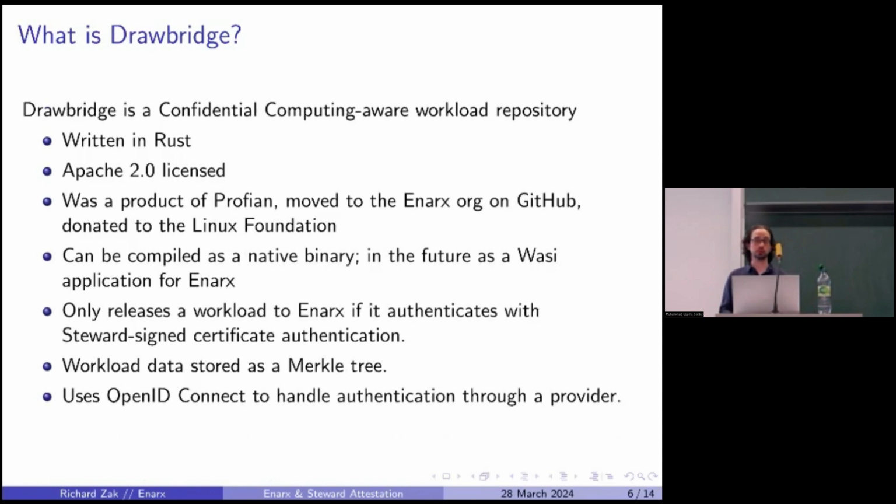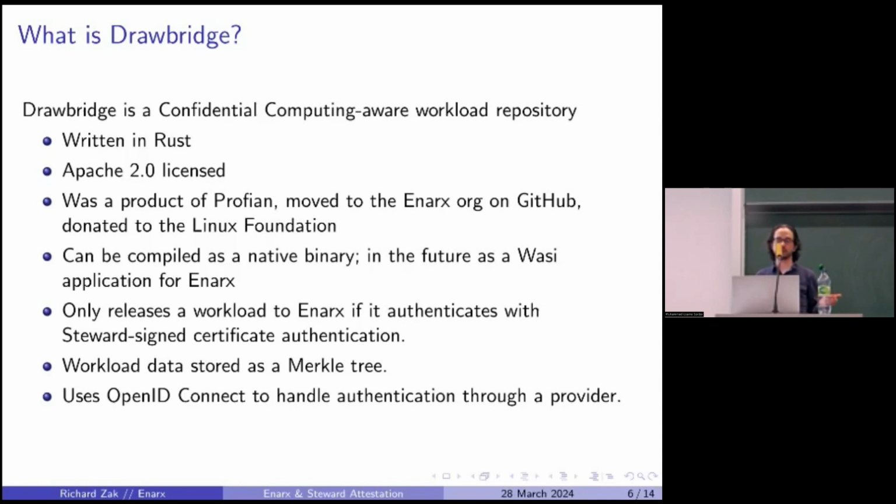So we have another component called the drawbridge. This too is going to be a proprietary component of Profian and was also donated to the Linux Foundation, relicensed as Apache 2. Like Steward, the idea is that it would be compiled also for WebAssembly so that we can have these components also running in a confidential computing environment. And the idea here is that your workload, or rather your instance of Enarx would attest to a steward. Its certificate would get signed. And then now, only by using the HTTP authentication with your steward signed certificate, then would drawbridge release the workload.